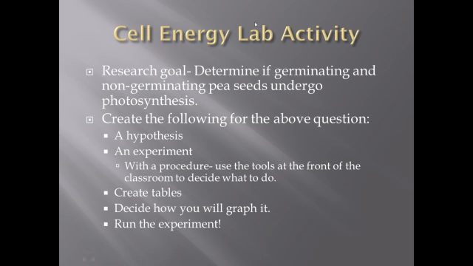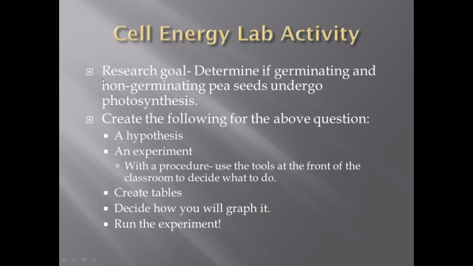Now the word germinating basically means a pea that's starting to grow. It's a pea that already has little seeds growing out. It has little branches and leaves growing out of it. And non-germinating basically means that it hasn't actually started growing yet. So which one of these do you think is going to undergo photosynthesis, or are both? You have to find out which one is going to.